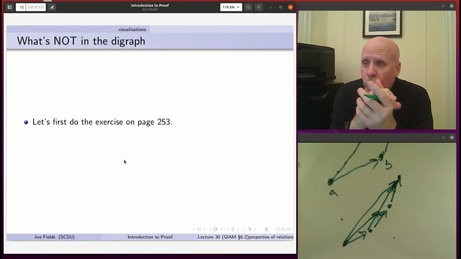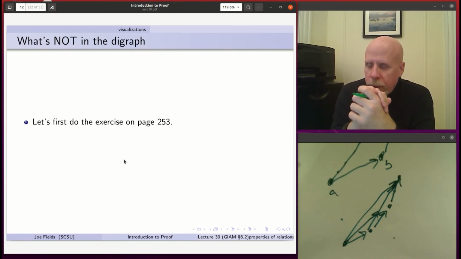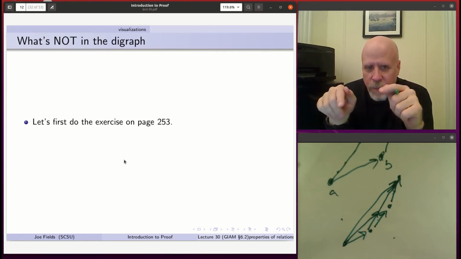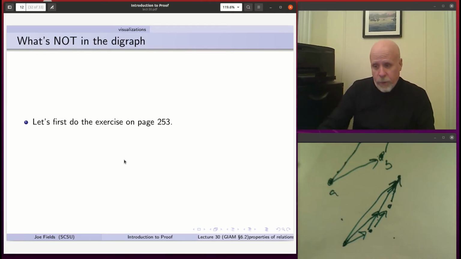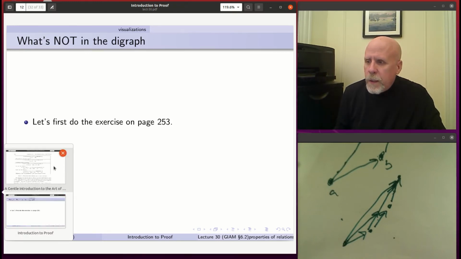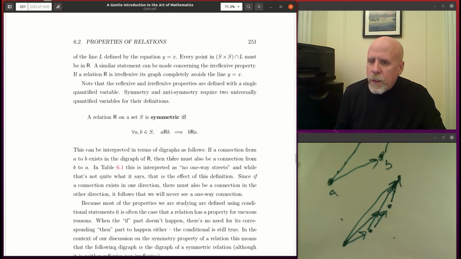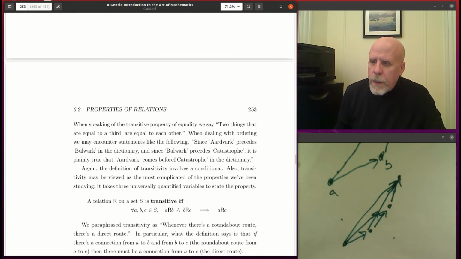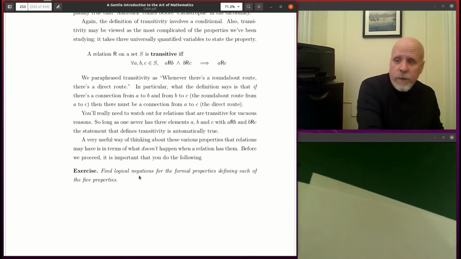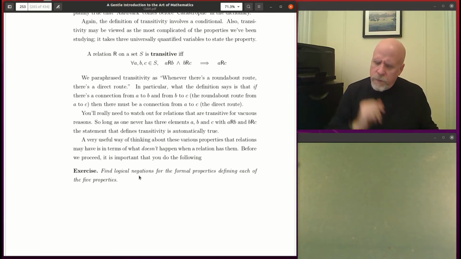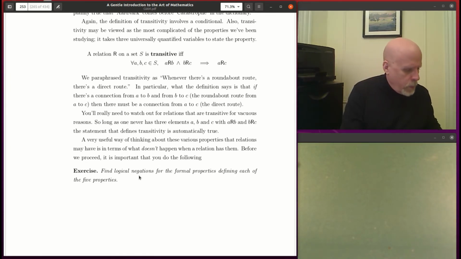All right. What's not in the digraph? What we're going to look at next is how to spot what won't happen if you've got one of these properties, and thus be able to say right away, hey, that one's not reflexive, or that one's not transitive. So first, let's do the exercise on page 253. So let's see what that is. I'll have to look. We're almost there. You just scroll. What is this? Oh, find logical negations for the formal properties defining each of the five. It's a weird double use of the word properties there.